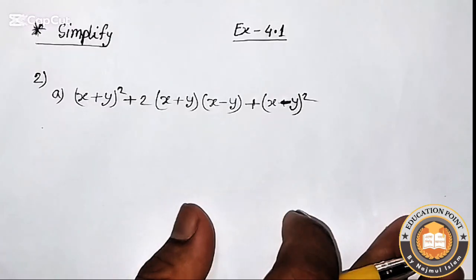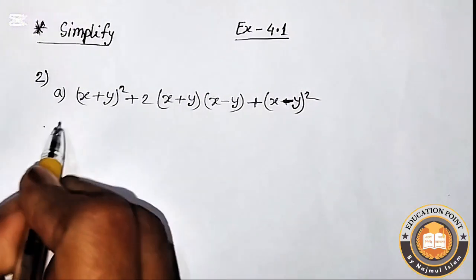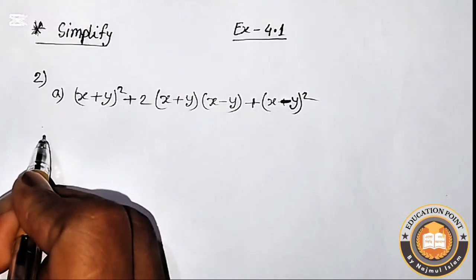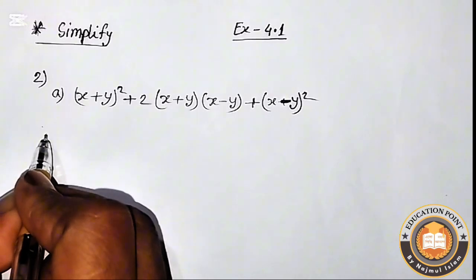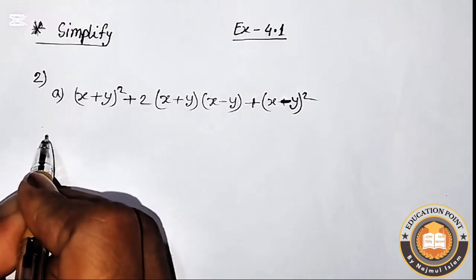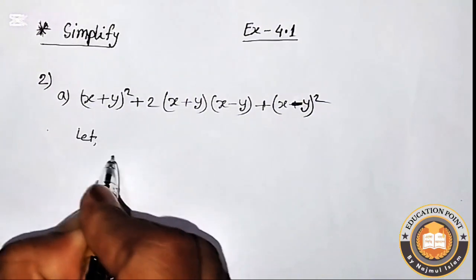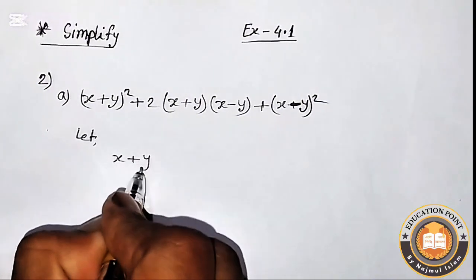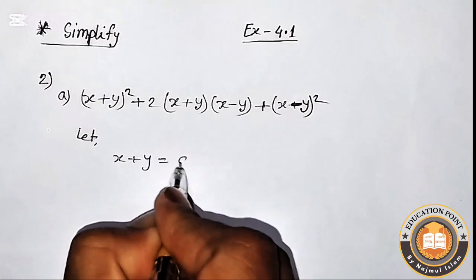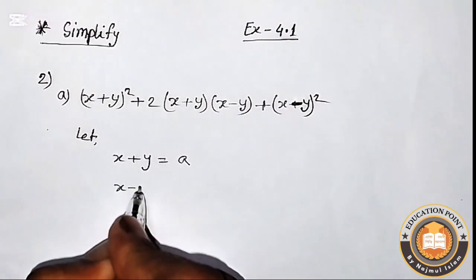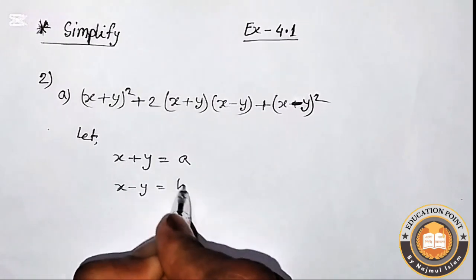Dear students, today we will solve simplify of exercise 4.1. Number A, (x plus y) whole square plus 2 into (x plus y) into (x minus y) plus (x minus y) whole square. Let x plus y consider as A and x minus y consider as B.